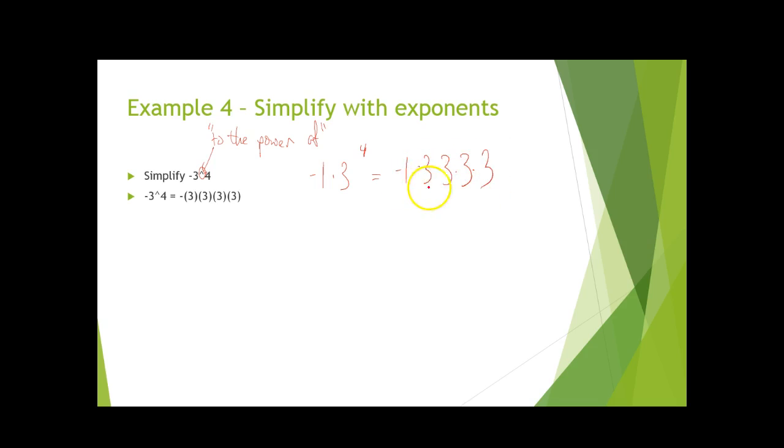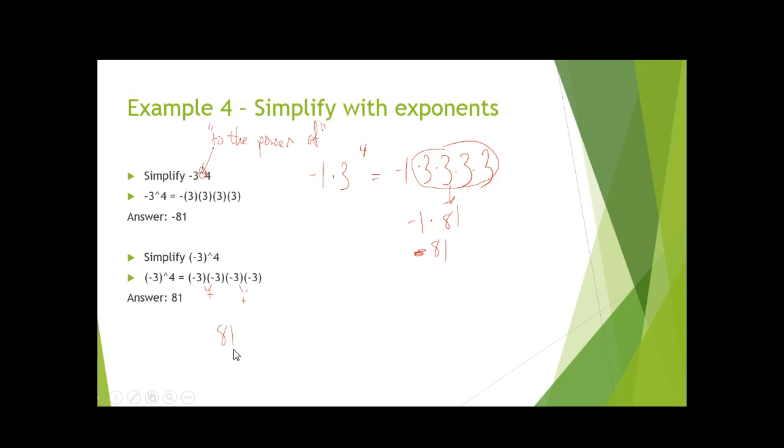And then after you multiply that out, you multiply negative 1 times that. So the answer is negative 81. If I had negative 3 inside parentheses to the 4th power, that's a different order of operations, because that means I'm going to take negative 3 times negative 3 times negative 3 times negative 3. So the negative is in each parenthesis. In that case, I've got a negative times a negative, which is a positive, and another negative and a negative, which is a positive, and two positives make another positive. So I would have positive 81.